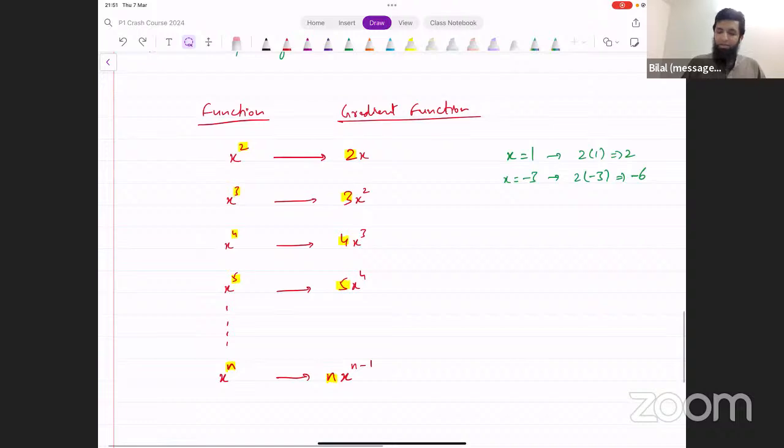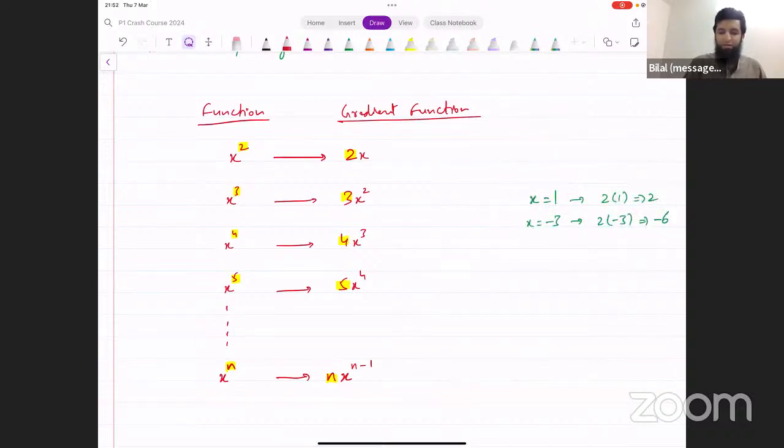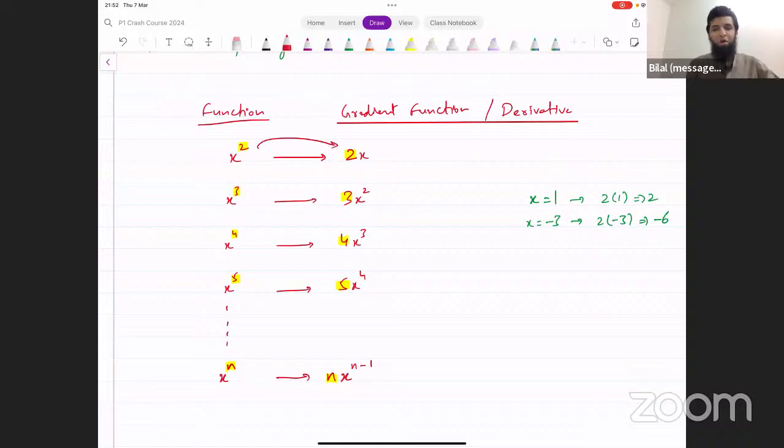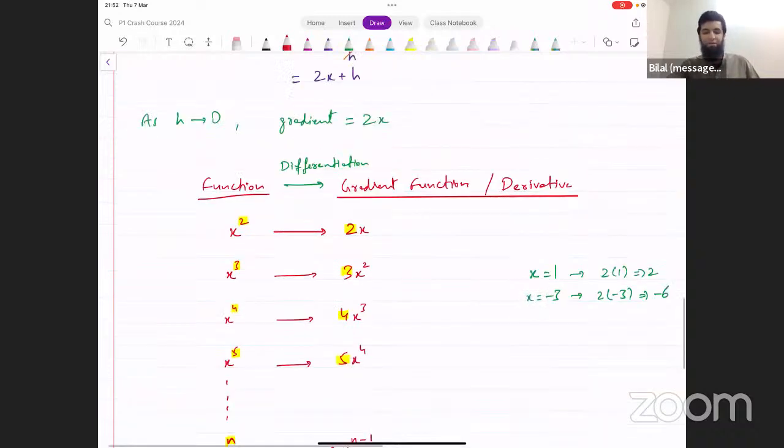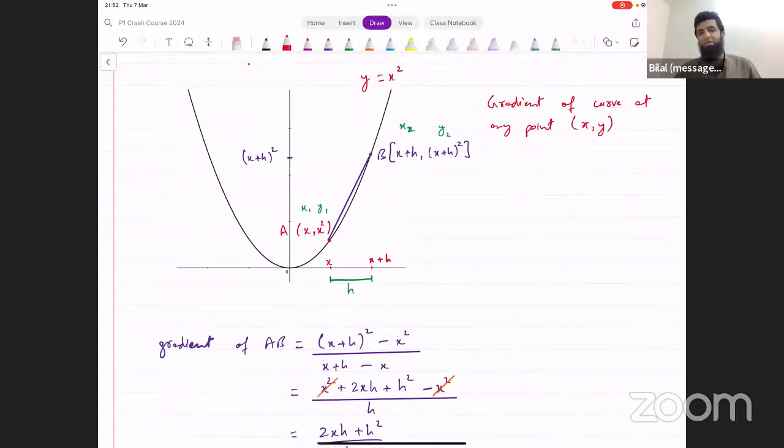Okay. Now this gradient function that we have here has another name. We call this the derivative of that function. And this process that we are doing to find the gradient function from the original function is known as differentiation. When we go from a function to its gradient function, this process is known as differentiation, and this gradient function has another name. We will be calling it the derivative of that function. And this is where this derivative comes from, from this logic.